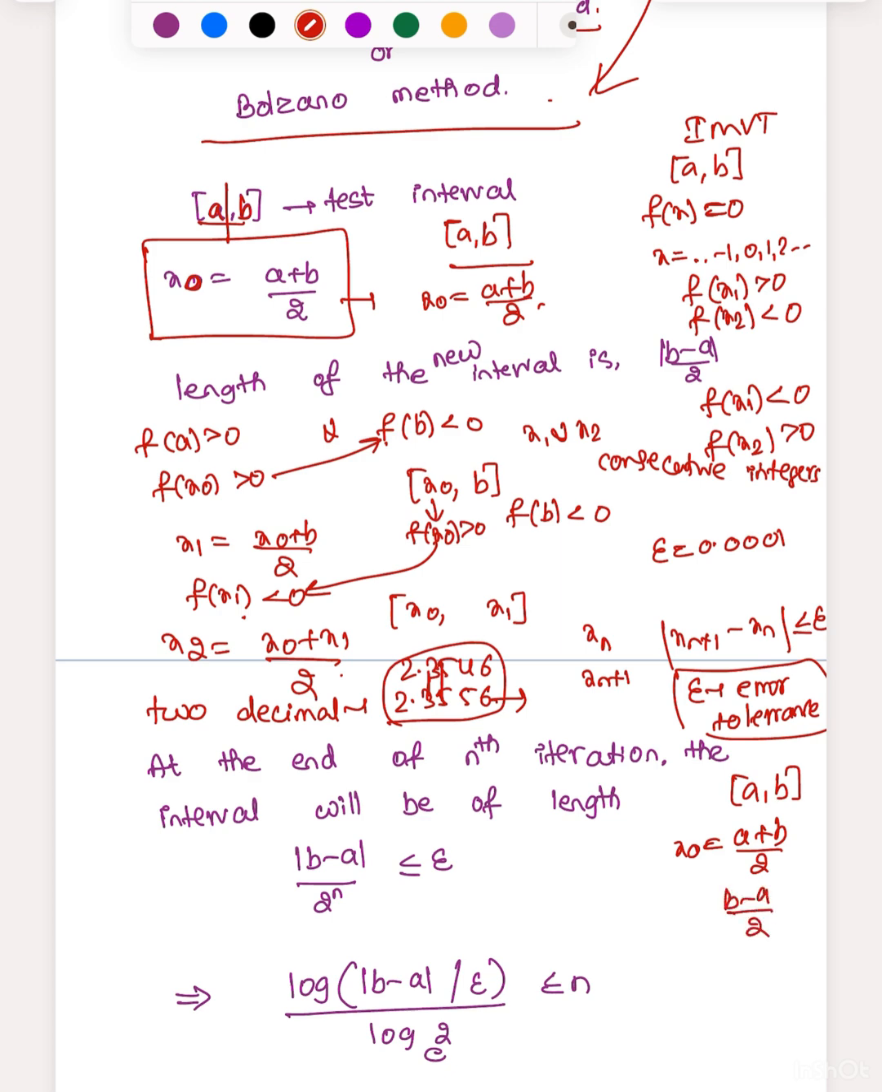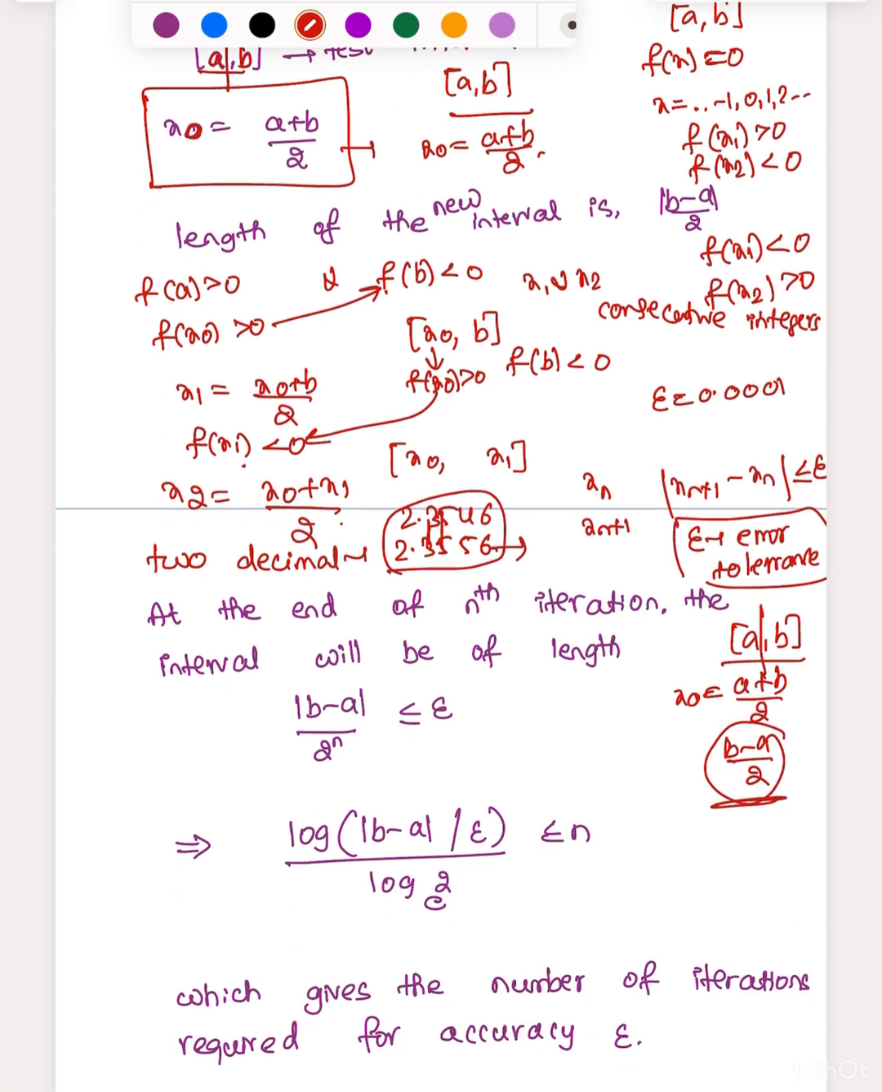So this will be chopping at the half. Therefore after the first iteration, the length of the interval will become (b minus a) by 2. Likewise at the nth step, we have the difference as (b minus a) by 2 power n, and at the n plus 1th step, (b minus a) by 2 raised to n plus 1. This is for the nth iteration, this is for the n plus 1th iteration. This is nothing but the length of the interval, which means they are coming very close.